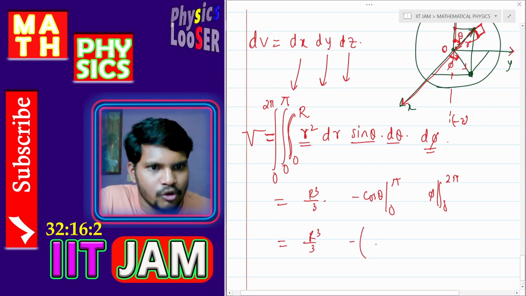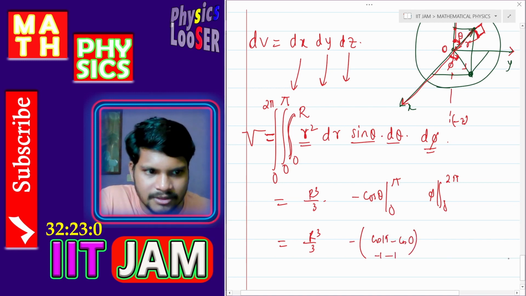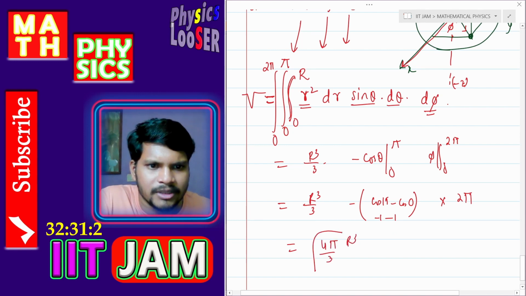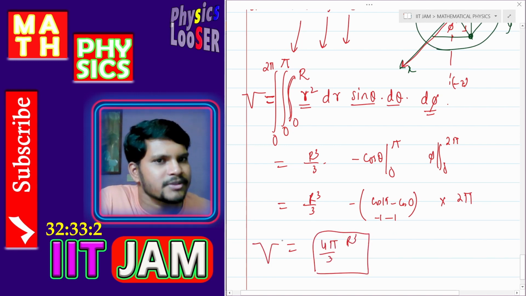So minus is taking common. Cos pi minus cos 0. Cos pi is negative 1, minus 1. Minus 1 and minus, plus, and 2. And this will become 2 pi. So this is minus, plus 2. 4 pi r cube over 3. 4 by 3 pi r cube. So this is the volume of the sphere.